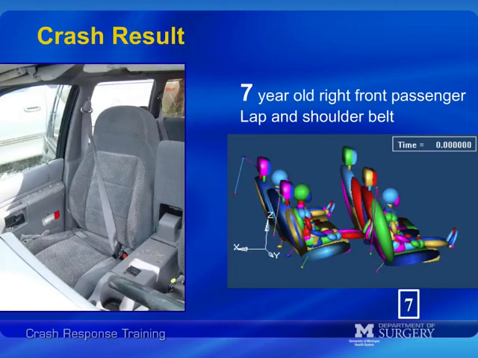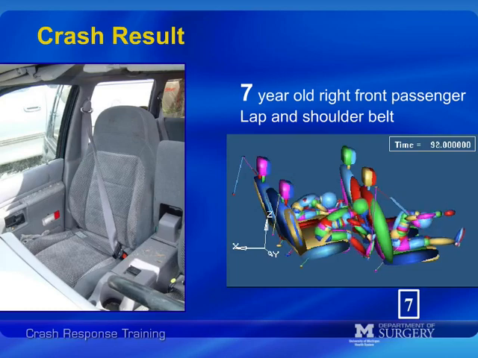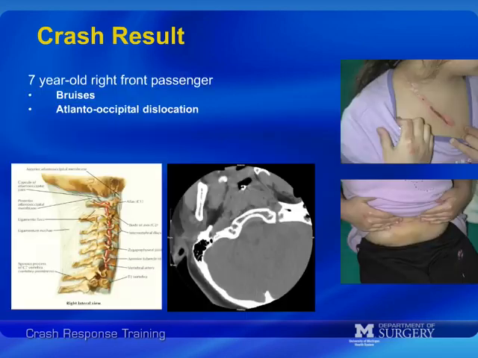Let's look in a little bit more detail at the crash result of the 7-year-old right front passenger who had a lap and a shoulder belt. You can see the video there detailing her motion. You can also see in these pictures that she had shoulder belt marks across her right upper chest and shoulder. You can also see the belt marks across her lower abdomen and pelvis.